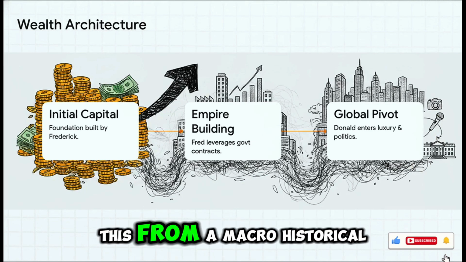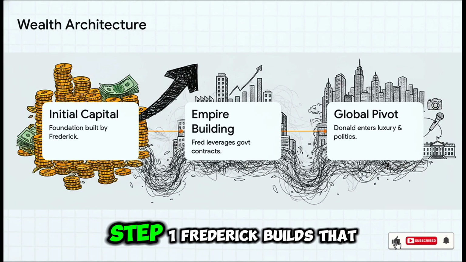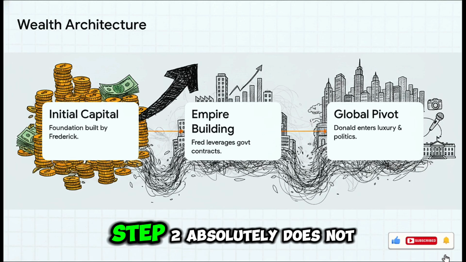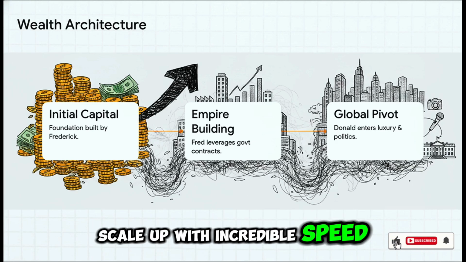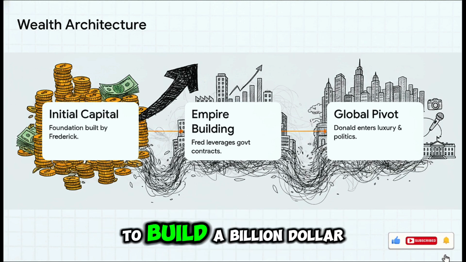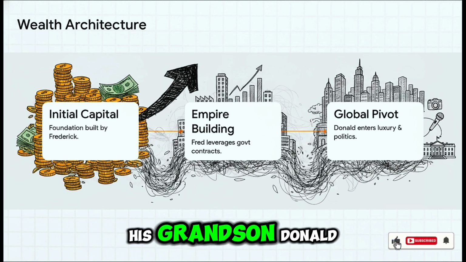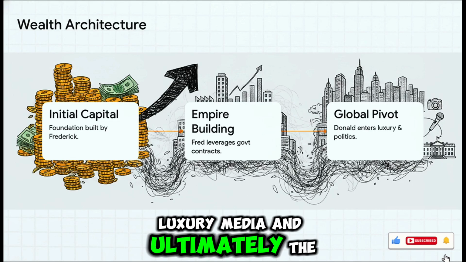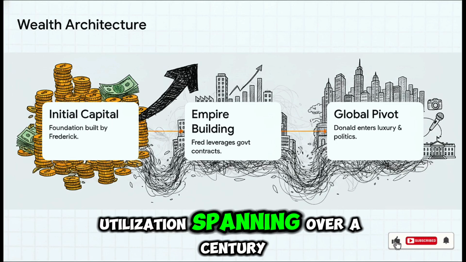Stepping back and looking at this from a macro-historical perspective, you see a very clear chain of wealth architecture. Step 1, Frederick builds that initial capital foundation. And without that first massive injection of wealth, step 2 absolutely does not happen. His son Fred utilized that foundation to scale up with incredible speed, eventually leveraging massive New Deal housing programs and post-World War II government contracts to build a billion-dollar empire, which in turn paved the way for step 3. His grandson Donald utilizing that massive real estate empire to pivot into Manhattan luxury, media, and ultimately the US presidency. It is literally a cascading sequence of capital utilization spanning over a century.